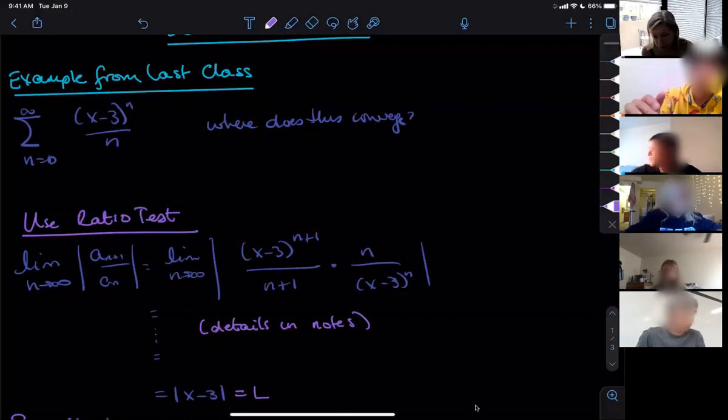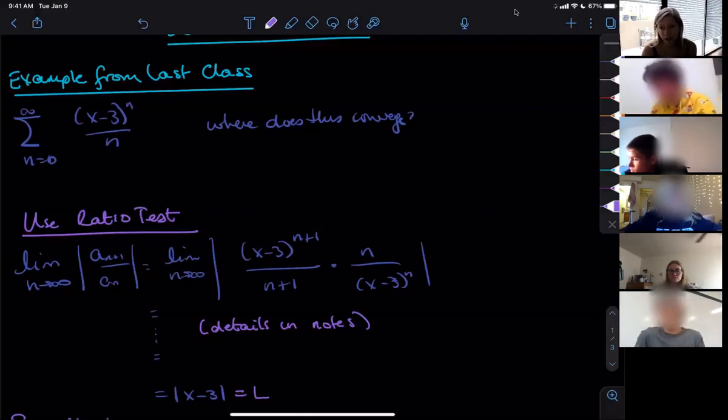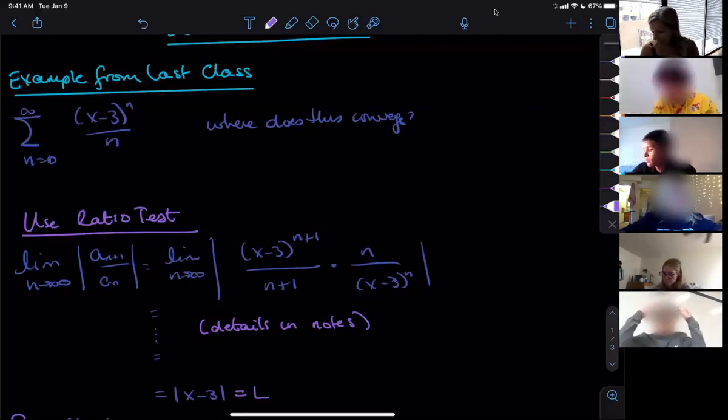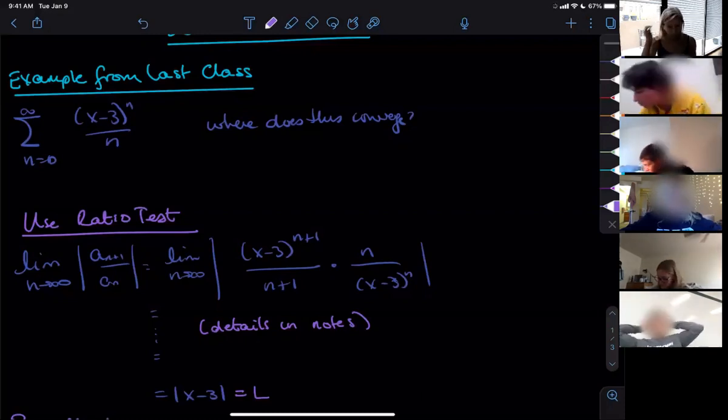Hold on, let me open the chat again, maybe there's another chat. Yeah, if you just skip 34, that's totally fine. It's not going to be counted either way. Sorry if you wasted your time on it, but it's not going to count against you. All right, here's the example that we did last class. I just wanted to quickly review where we were.